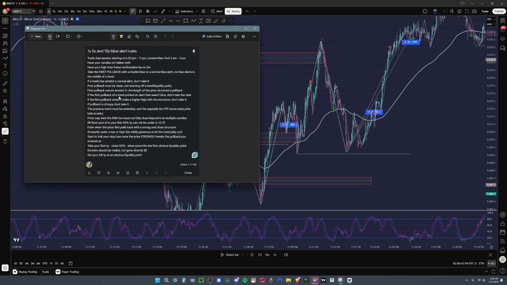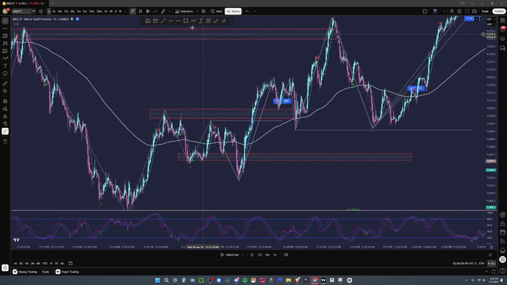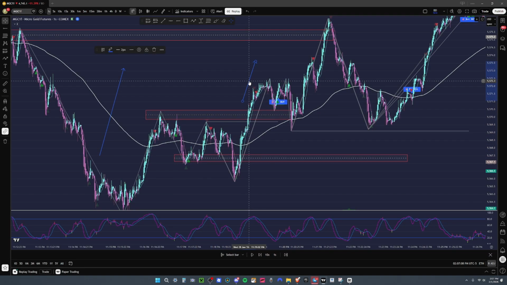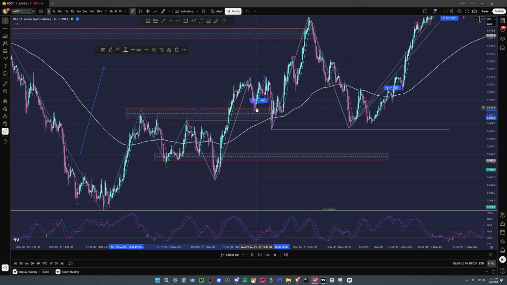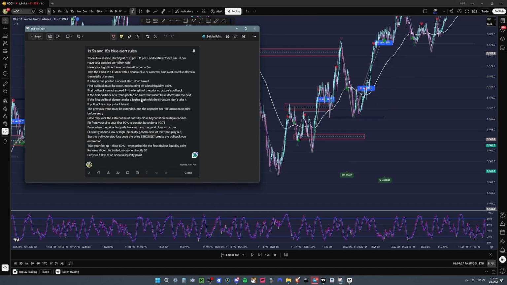First pullback cannot exceed 2 times the length of prior structure's pullback. So we have this kind of leg right here, and then we have a pullback that's about this length. So you would typically want these different lengths. You want the second one, this pullback leg right here, to not be extremely long. So you usually don't want this to be crazy high, and you don't want it to be super short and choppy.